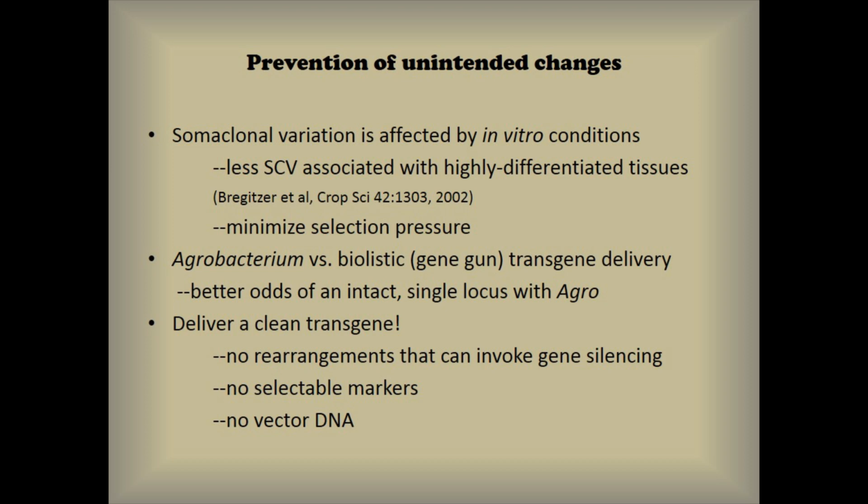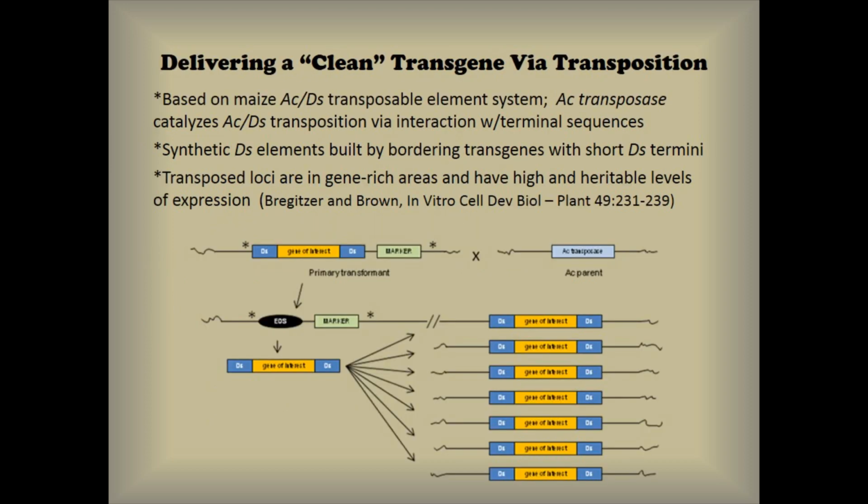And then finally, we are striving to deliver a clean transgene, one that has no rearrangements that can invoke gene silencing, no selectable markers, and no vector DNA. We're doing this with a process of gene delivery via transposition. And I think many of you will know what transposable elements are, but in brief, transposable elements are small pieces of DNA that are mobile in the genome. They can move from one place to another.